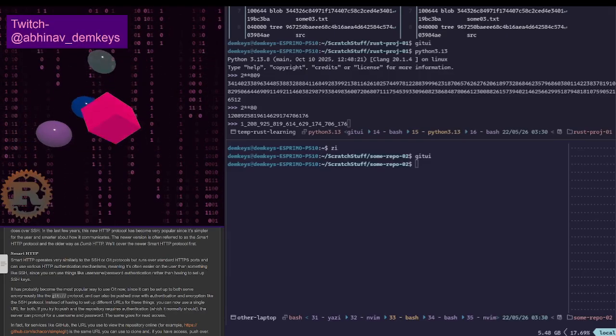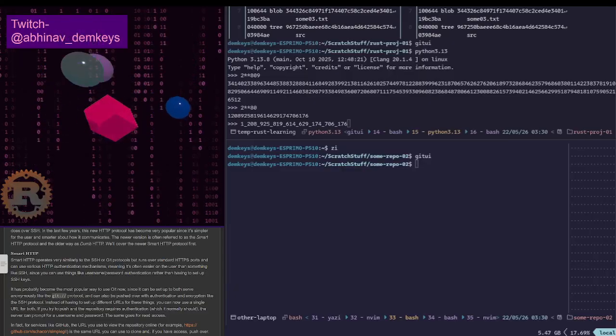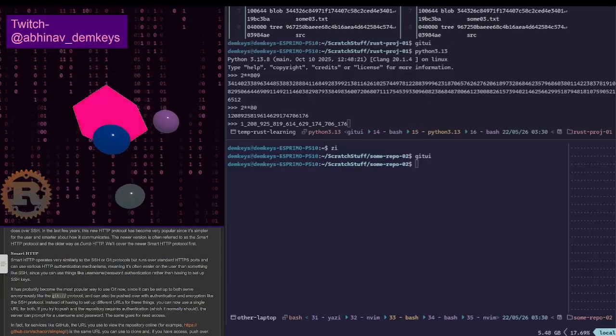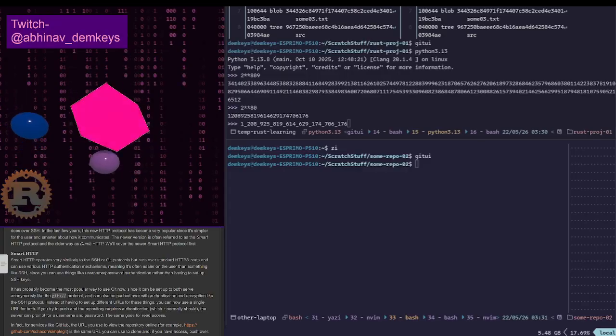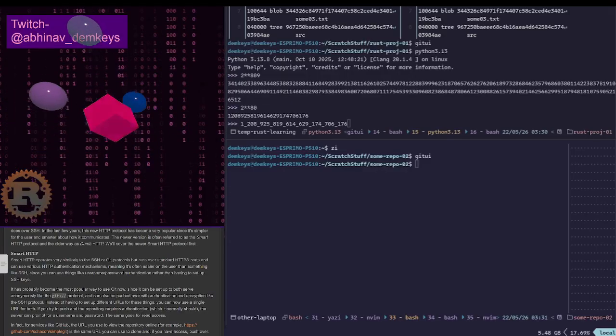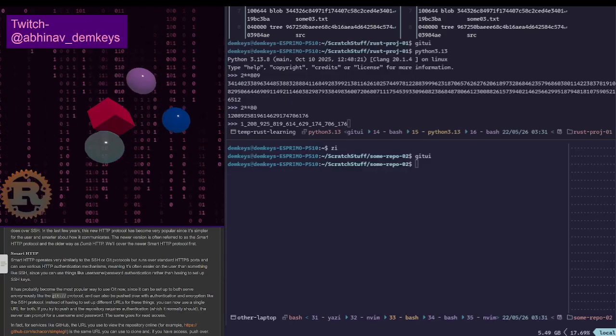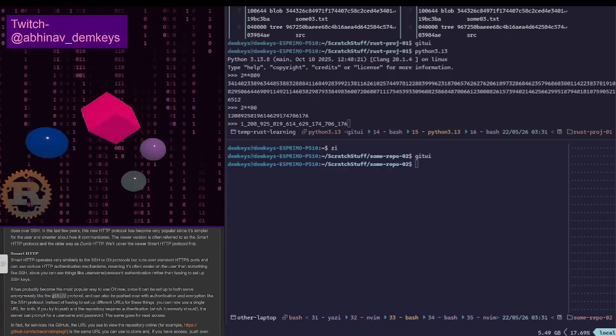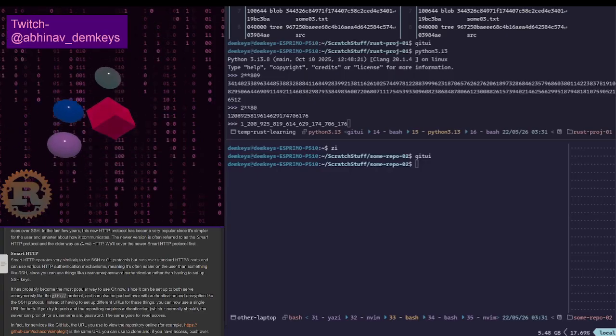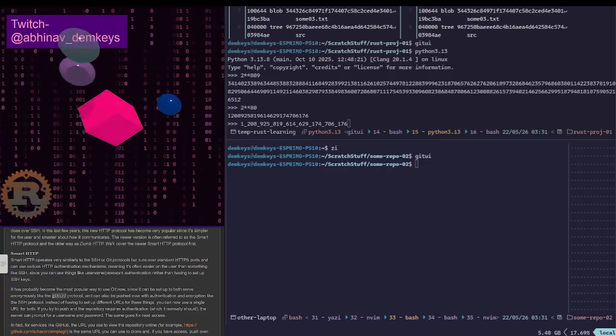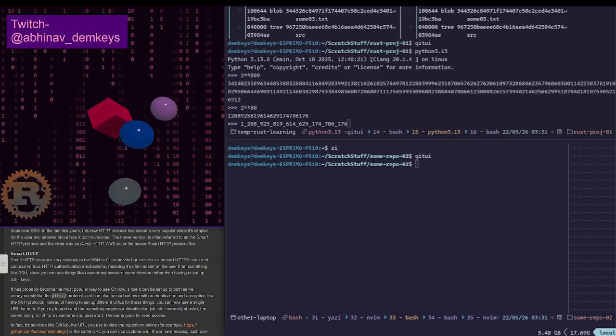And from that point, whenever you push to GitHub or pull from GitHub, if authentication is required, it's going to be using this token. So I'm authenticated. I have the token set up. I'm good.